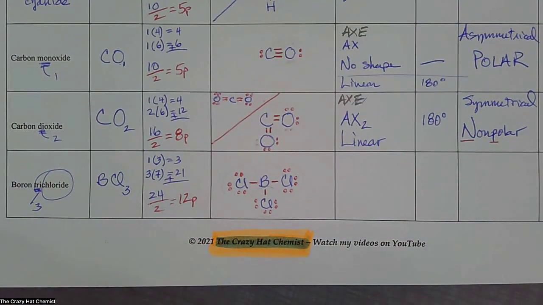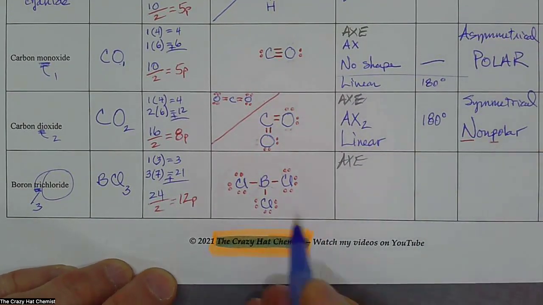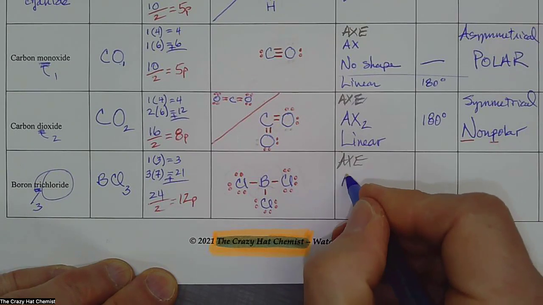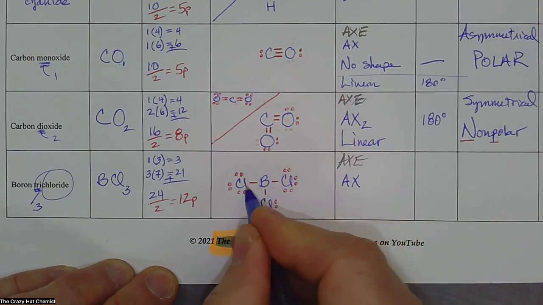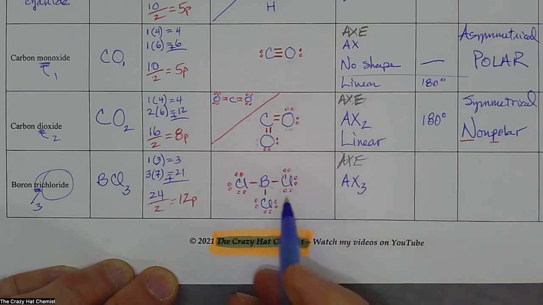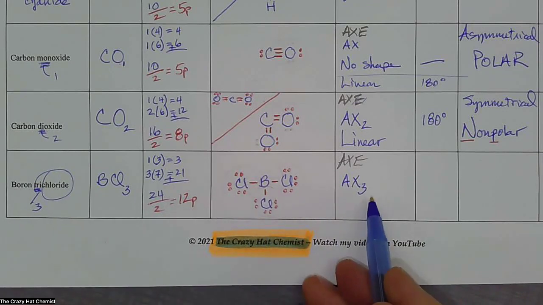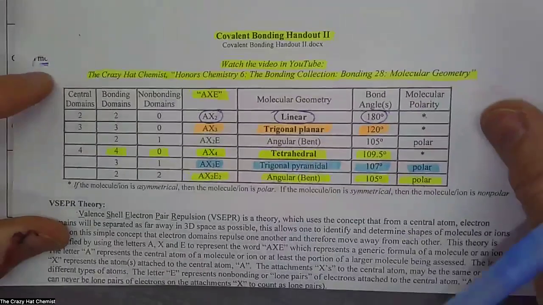Okay, now we need to come up with the AXE for this. The A is the central boron, so there is an A. The X's are the elements that are physically attached to that boron. There's one, two, three physical elements. Are there any lone pairs on the boron? That's no, so it's going to be AX3. I'm going to find AX3 on my handout.